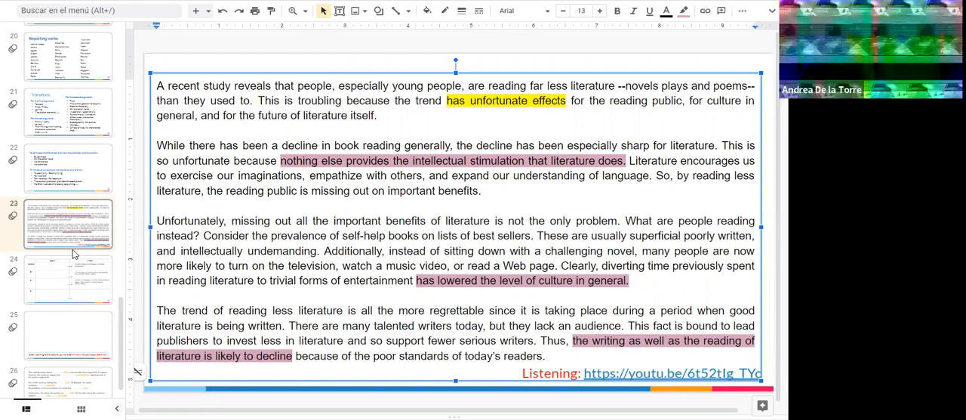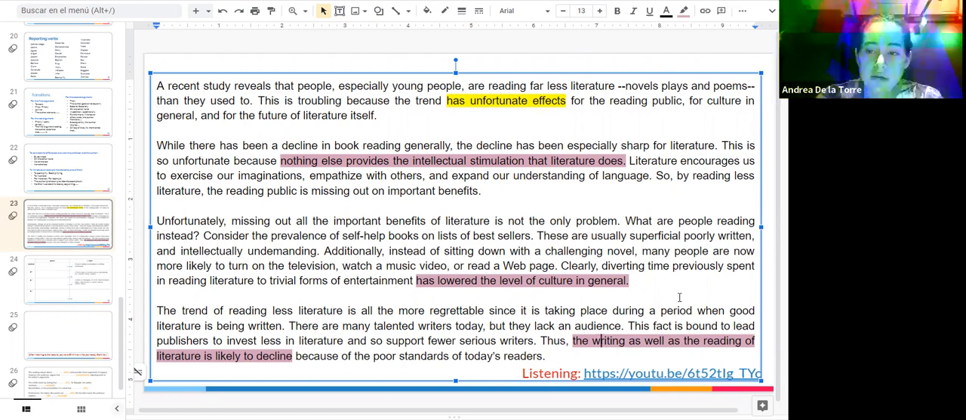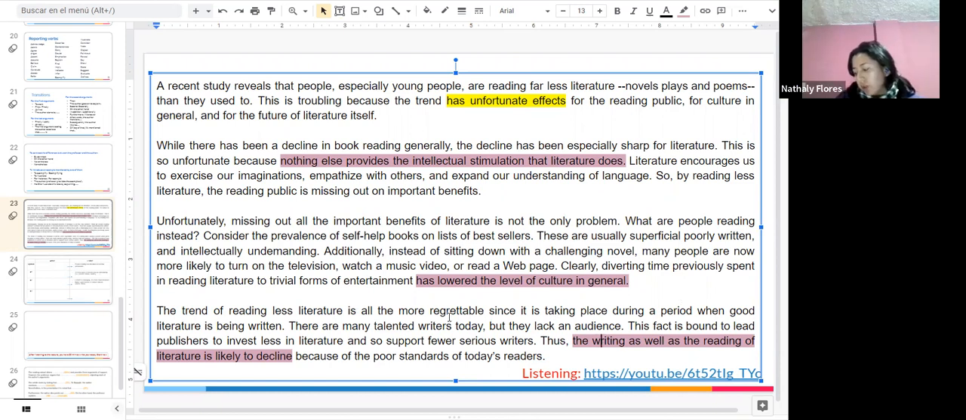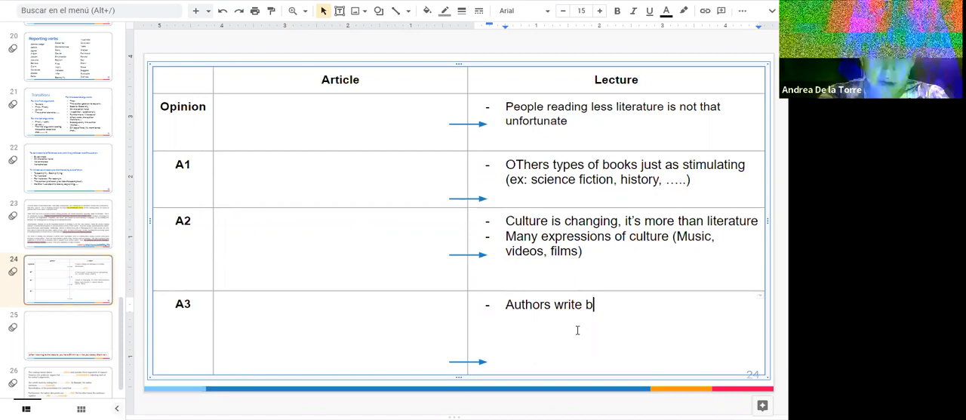The professor here says, I'm sorry? Go ahead, please. The way the author writes literature, it is difficult to understand. Okay. Great.